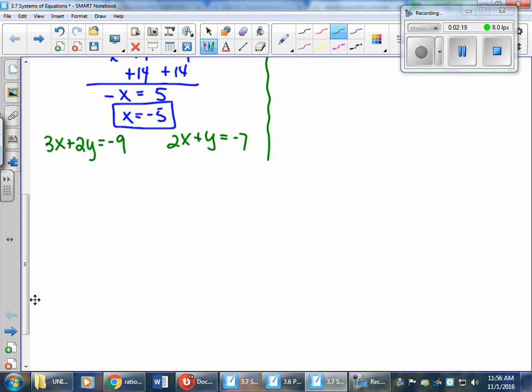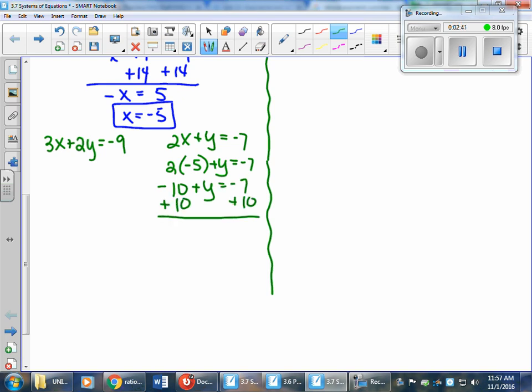So now I have x is equal to negative 5, and I'm going to substitute it into one of these equations. Now, I think I'm going to use the one on the right. It doesn't really matter. So 2 times x plus y is equal to negative 7. Negative 10 plus y is equal to negative 7. Add 10 to both sides, and y is equal to 3.